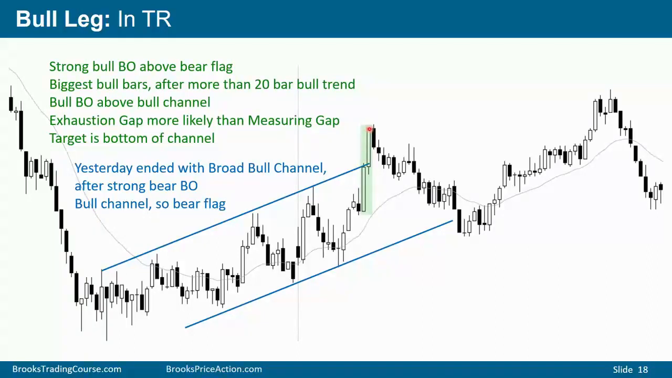And since we're getting a bull breakout above a bear flag, and 75% of the time it reverses down, traders will look for a sell signal bar like this bear bar, and they'll either get out of longs or look to sell.